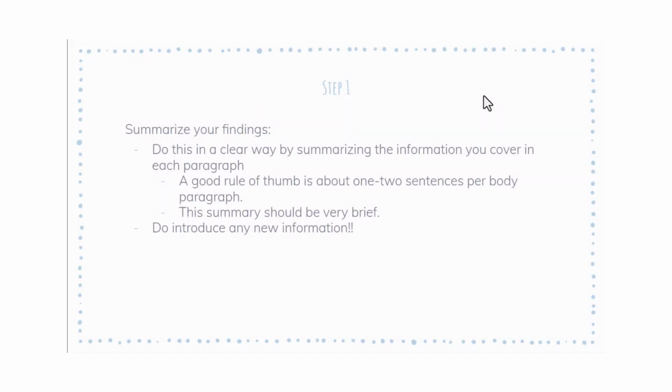The conclusion is your final opportunity to bring all your ideas together and show your reader what your research has achieved. The first step in writing a conclusion is to summarize your findings. You should do this in a brief, clear way, dedicating about one or two sentences to summarize each body paragraph of your paper. This summary is not the place to introduce new information. It is only to remind the reader of what you have already discussed.